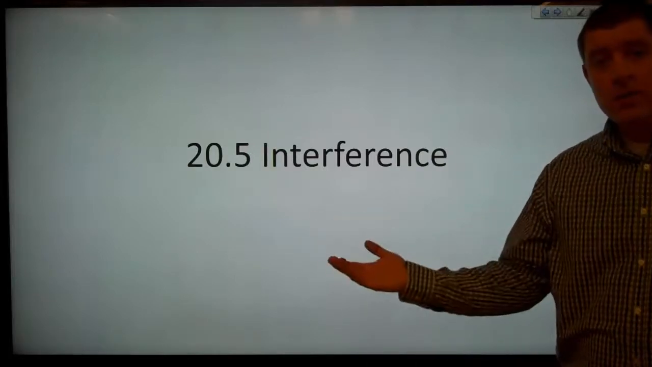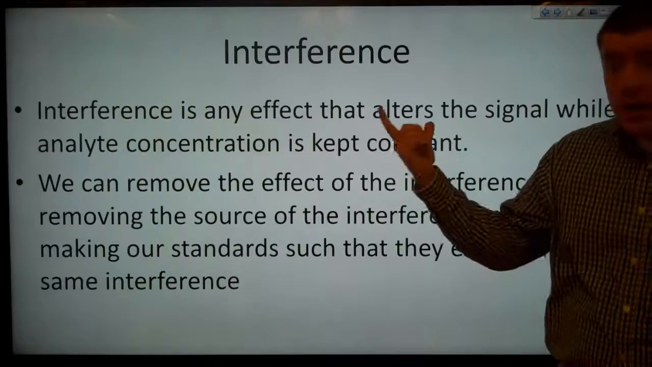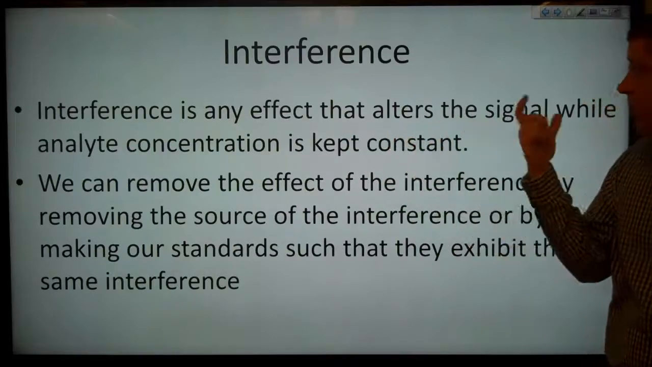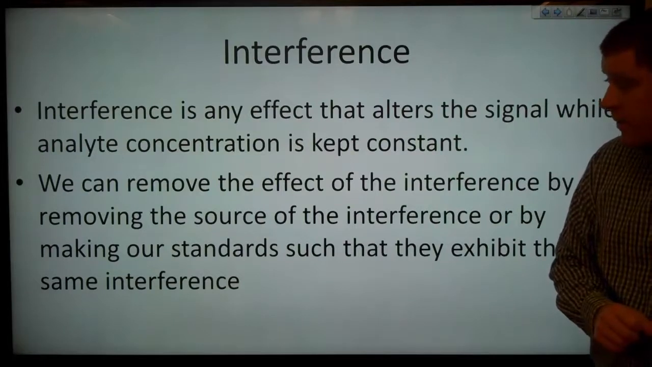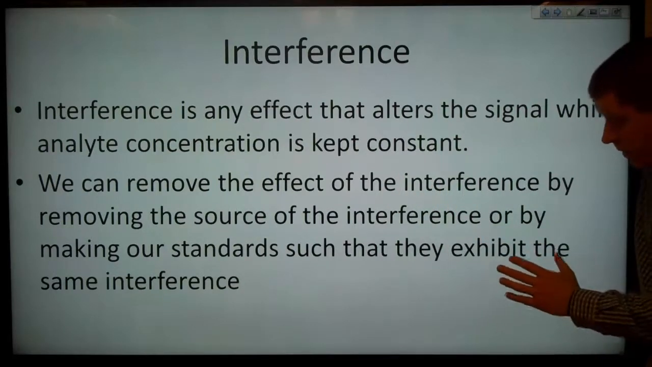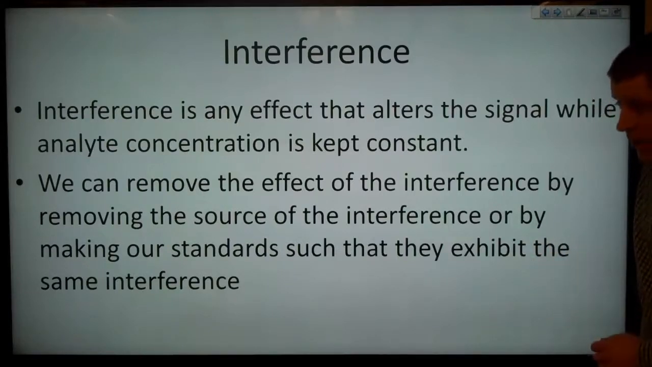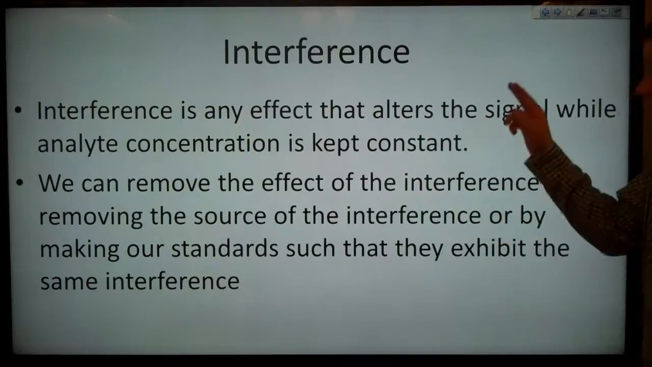Welcome to interference as seen in atomic spectroscopy. So, interference is any effect that alters the signal while analyte concentration is kept constant. We can remove the effect of the interference by removing the source of the interference, or by making our standards such that they also exhibit the same interference.